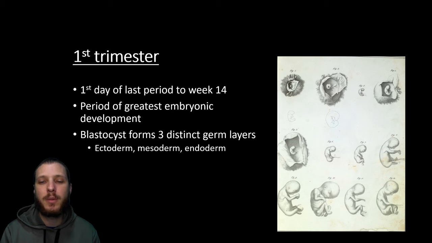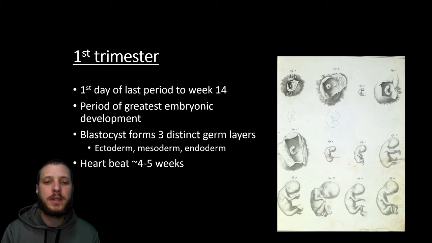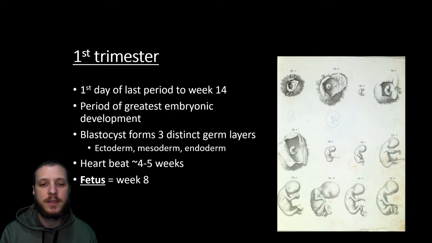So if you remember, we talked about those 3 distinct germ layers of embryonic development: the ectoderm, which is going to be the skin and nervous system; the mesoderm, which is going to be the muscles; and the endoderm, which is going to be the organs and internal linings of the body. Between weeks 4 and 5 is when the heart is going to begin to beat. And again, at week 8, we're now going to call the embryo a fetus.